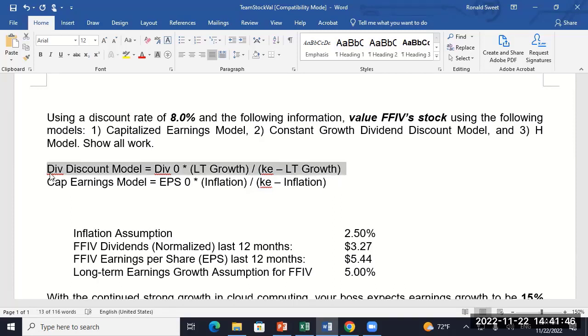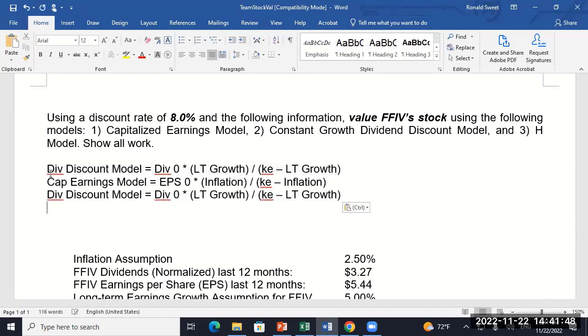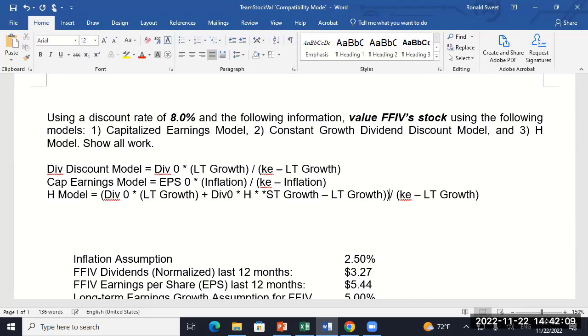And then the H model, very simple. Again, looks exactly like the dividend discount model. In team 4, I think your issue might have been a parentheses issue, but we'll see. Let's dividend 0 times H times short-term growth minus long-term growth. And all of that divided by that. So they're very, very similar formulas.